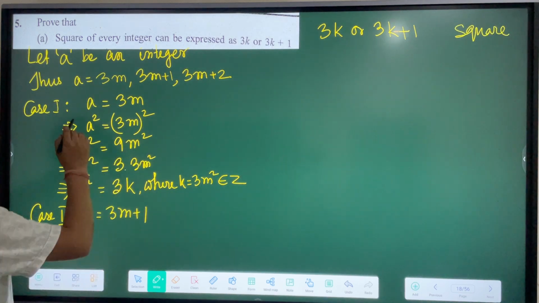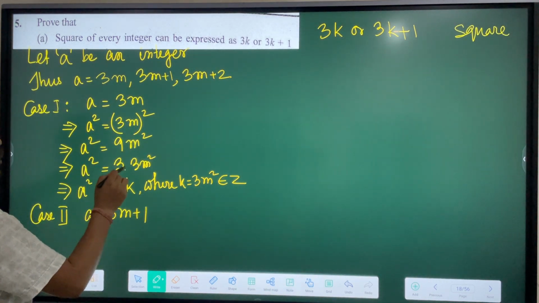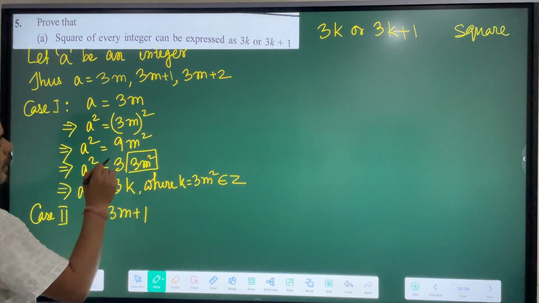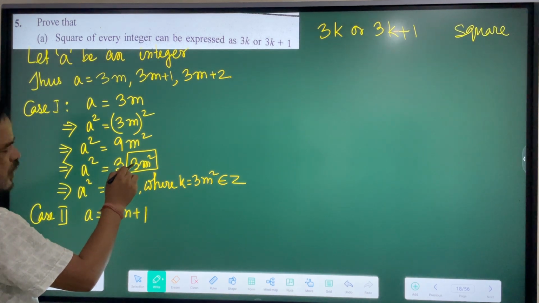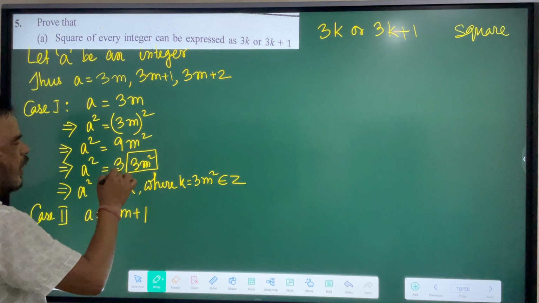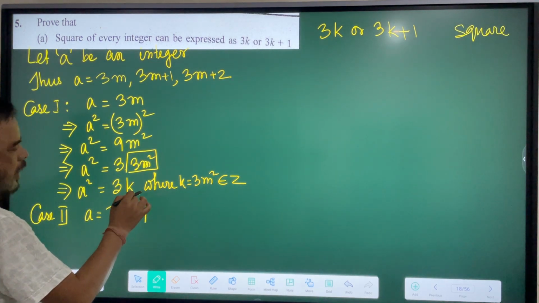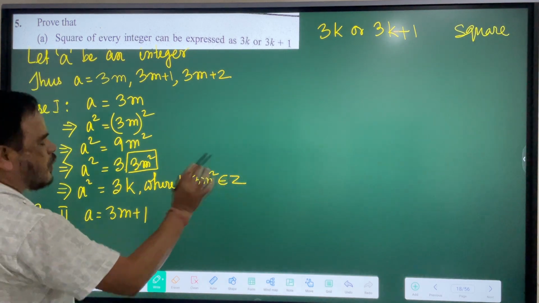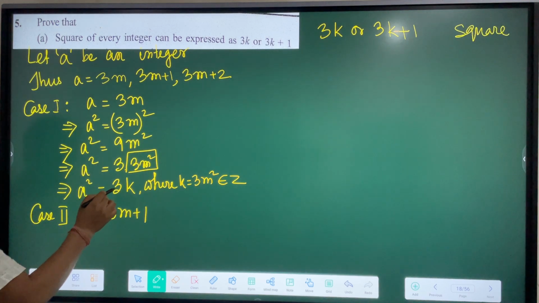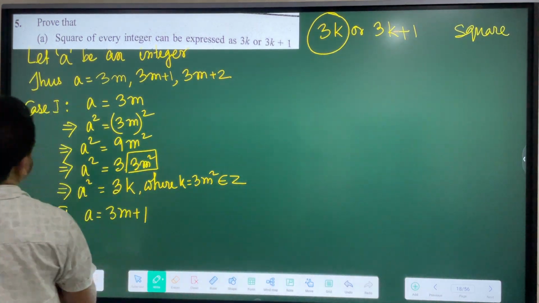So a square equals 9m square, which is 3 into 3m square, equals 3 into k. In place of 3m square, 3 is an integer and m is an integer, so 3 into m square is also an integer. So together this one is taken as k, where k equals 3m square. So a square equals 3k. We have got 3k already, so case 1 is finished.